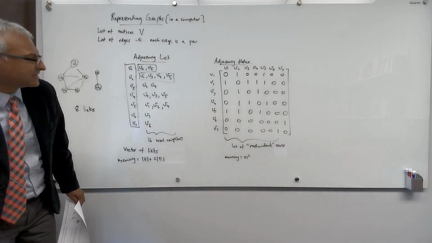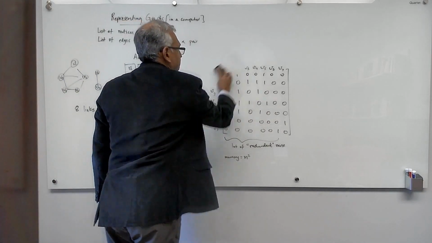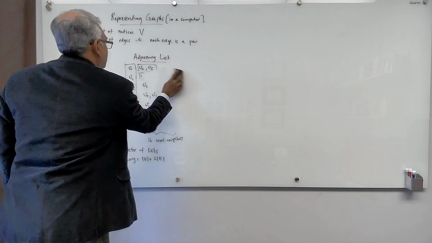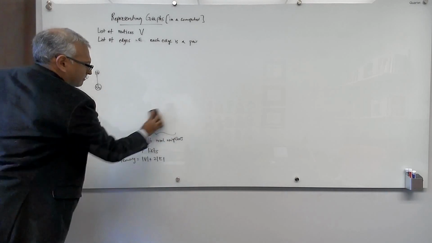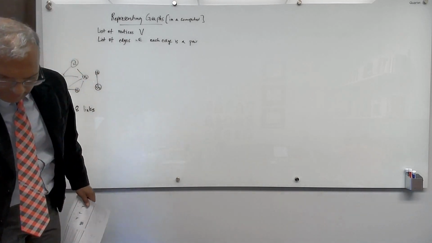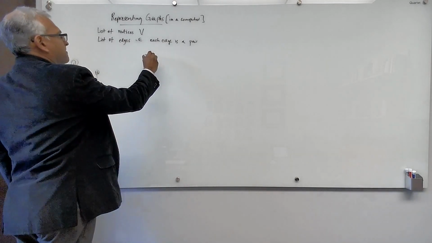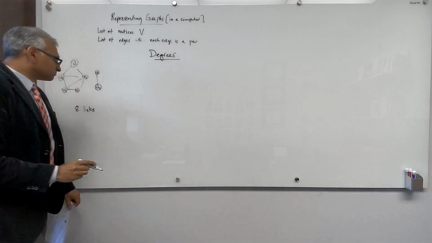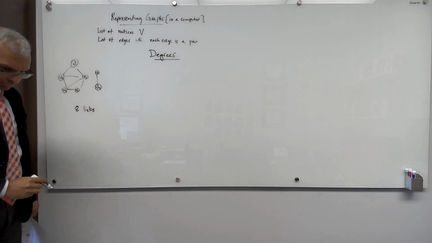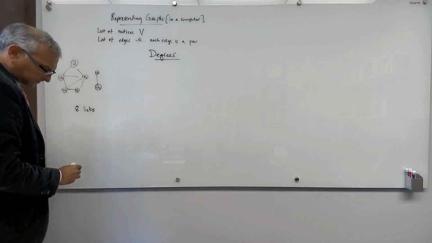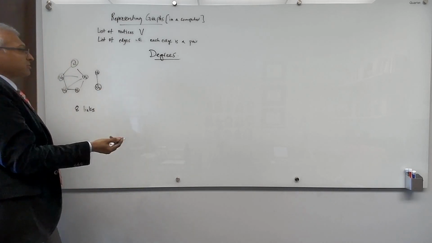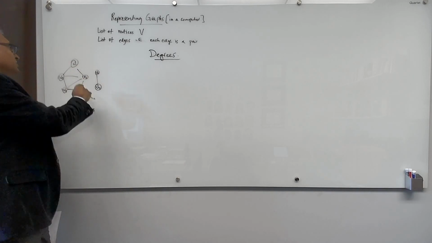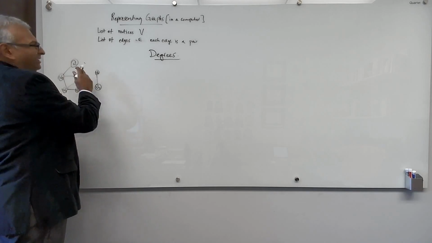Let's talk about degrees. The degree, as I already mentioned, is the number of neighbors, or the number of links that connect to a vertex. In this case, we can list the degrees.